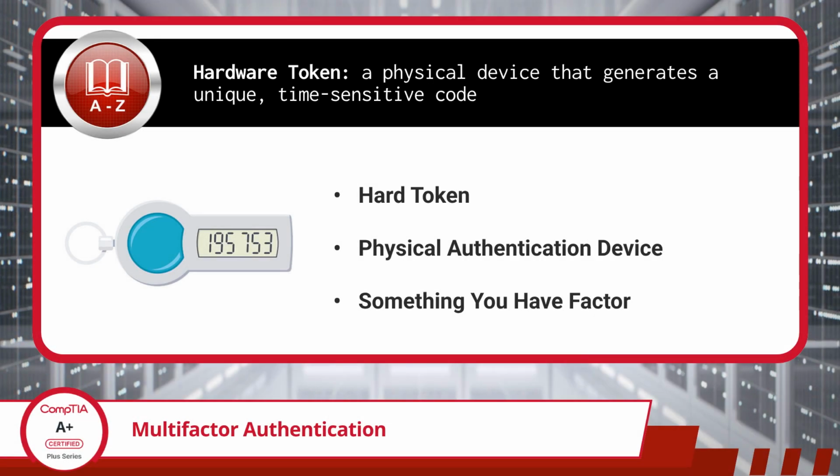Next, there are hardware tokens, sometimes called hard tokens. A hardware token is a physical device used as part of an MFA system that generates a unique, time-sensitive code the user enters during sign-in. Some hardware tokens have a small display that continuously shows changing codes, while others may be inserted or tapped to authenticate. Because the token is something the user physically possesses, it represents the something you have factor in MFA.